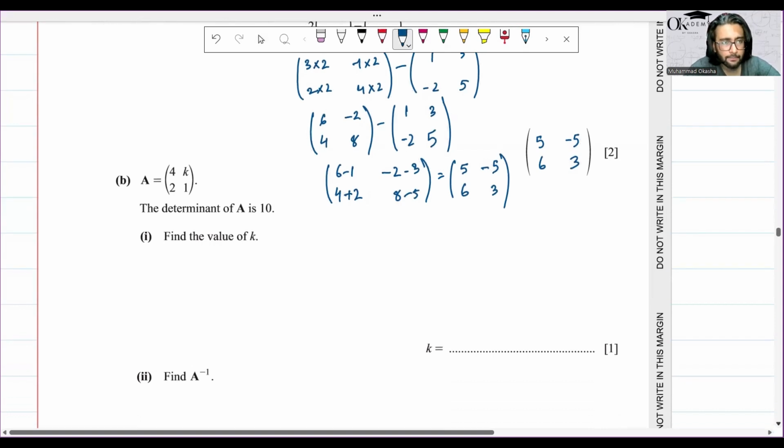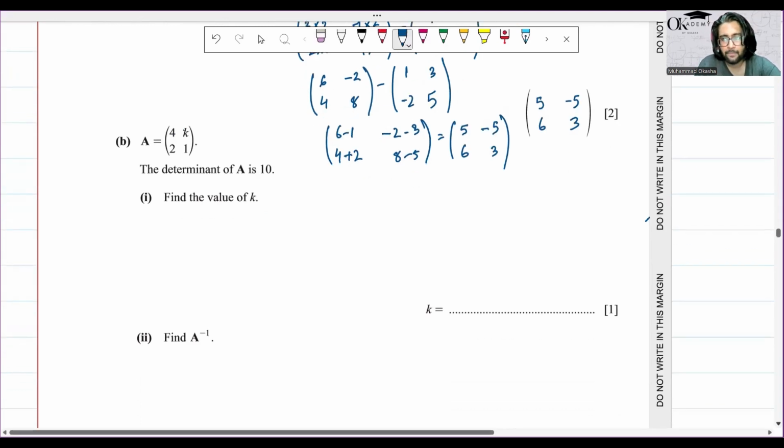Next, matrix A equals 4, K, 2, and 1. The determinant of A is 10. Find the value of K. So what do we know about determinant? If a matrix is A, B, C, D, then the determinant is equal to AD minus BC, which means you multiply these 2 elements, then do a subtraction and then multiply these 2 elements. Okay, AD minus BC. So let's calculate the determinant.